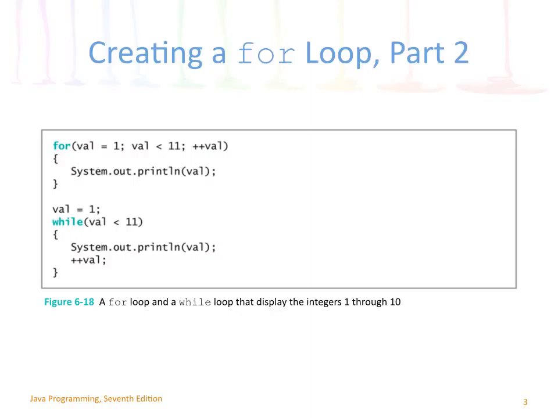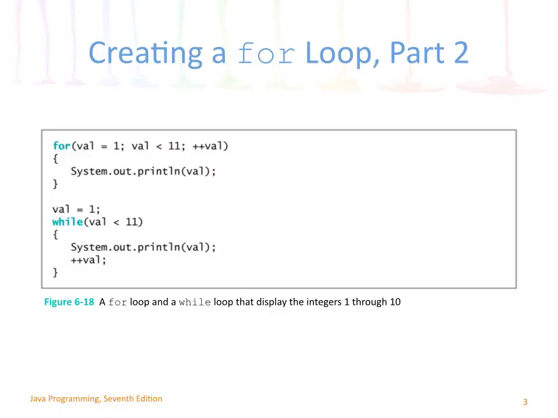It starts with the keyword for, and then for val equals 1. So val is our loop control variable. We're initializing it to 1. Semicolon. Val less than 11. That's our test. As long as val is less than 11, we're going to keep looping. Semicolon. And then ++val. We could also have val++, as you've just seen. We could use the prefix or the postfix. In this case, ++val. That's where it gets updated. And that happens at the end of the loop.